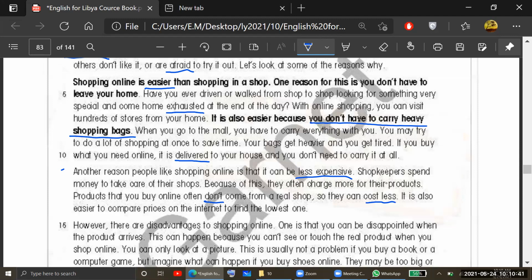There is no need to rent a shop and hire employees and so on, all those costs. They put them in a warehouse, and from the warehouse the buying and selling happens. It is also easier to compare prices on the internet. You see? Those are all advantages. They cost less, and it's easier to compare prices to find the lowest one.